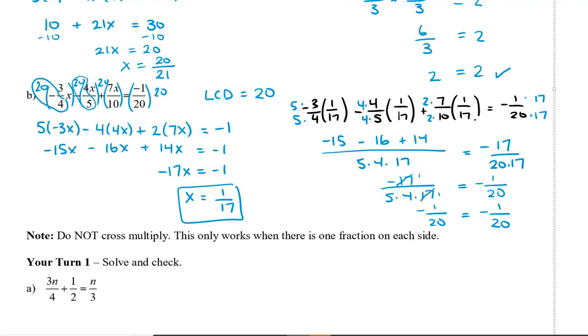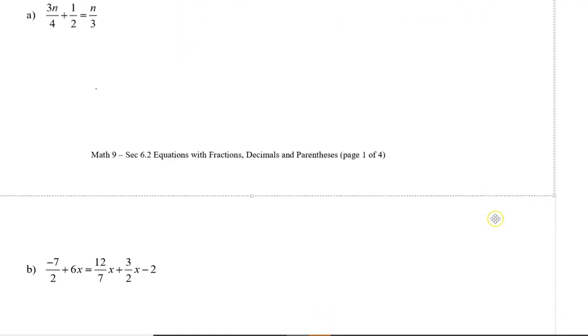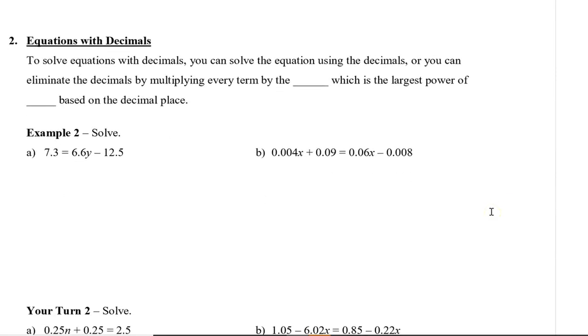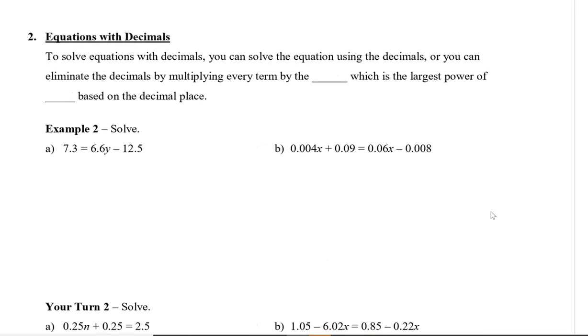So our next thing is we're going to take a look at equations with decimals. All right, to solve equations with decimals, you can simply leave it in the decimal form and solve it as normal. Or the other thing that you can do is to eliminate the decimals by multiplying every term by the lowest common denominator or by the power of 10, which would get rid of all the decimals. So I'm going to show you both of the ways so that you can see how to do them.